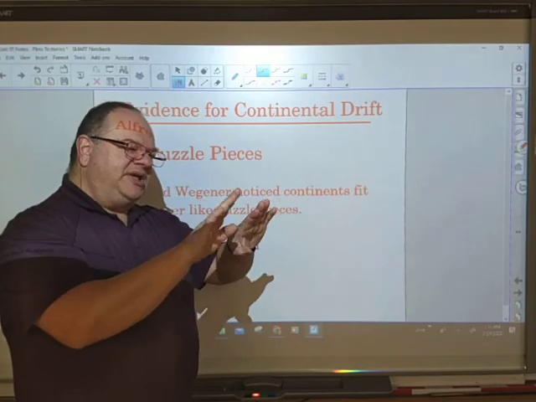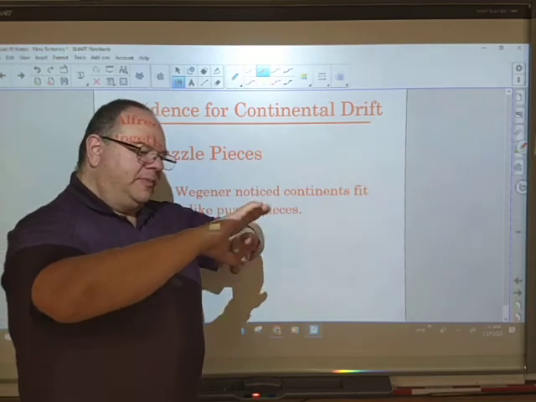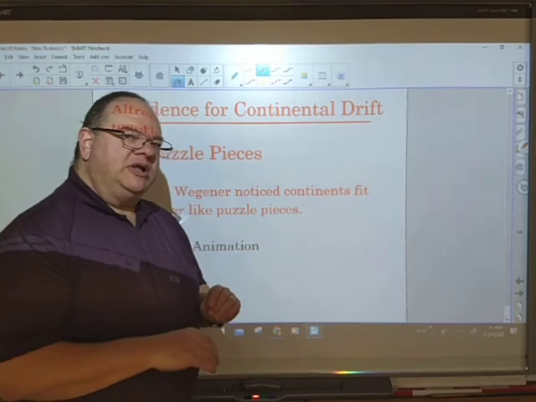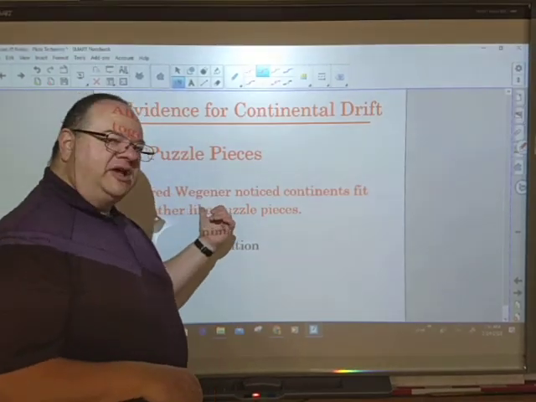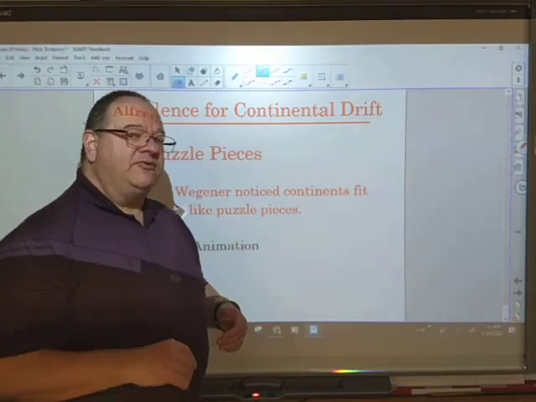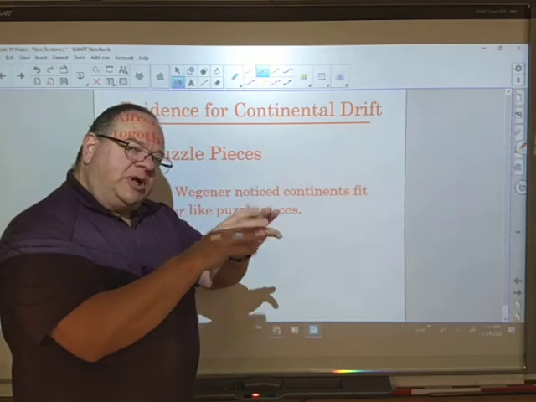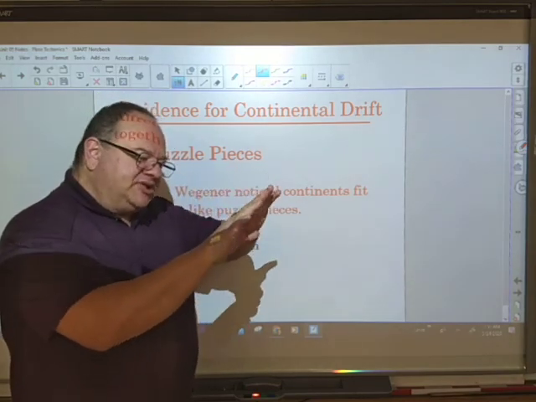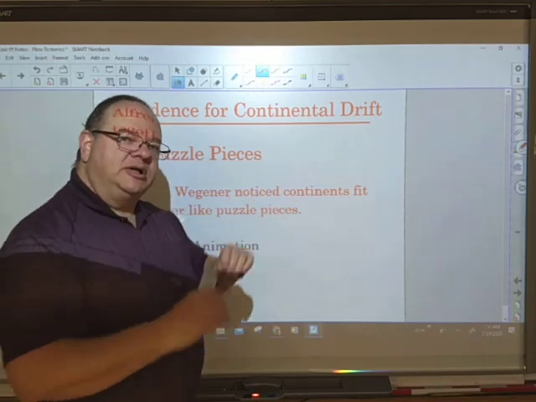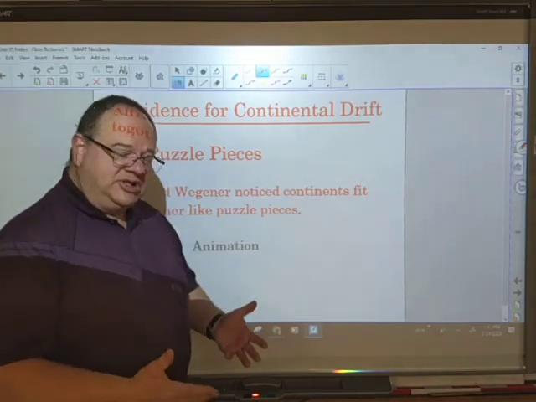But basically what this was showing is all the pieces of the Earth lined up together into one supercontinent that Wegener called Pangea. I bet you've heard that name before. And then that supercontinent broke up into pieces, and those pieces drifted apart until we get to their locations today.